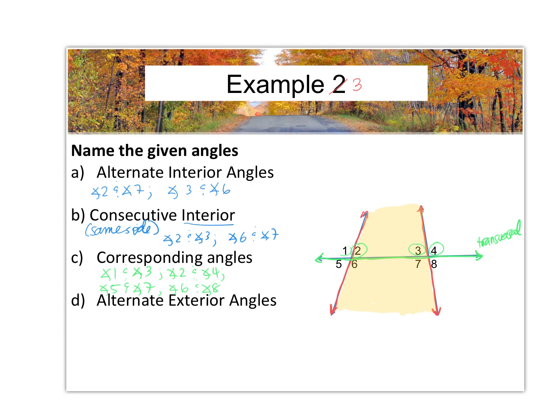And so alternate exterior angles, again, alternate meaning opposite sides of the transversal, exterior meaning on the outside of the red lines. So alternate exterior would be, for example, angle 1 and angle 8, and angle 5 and angle 4.